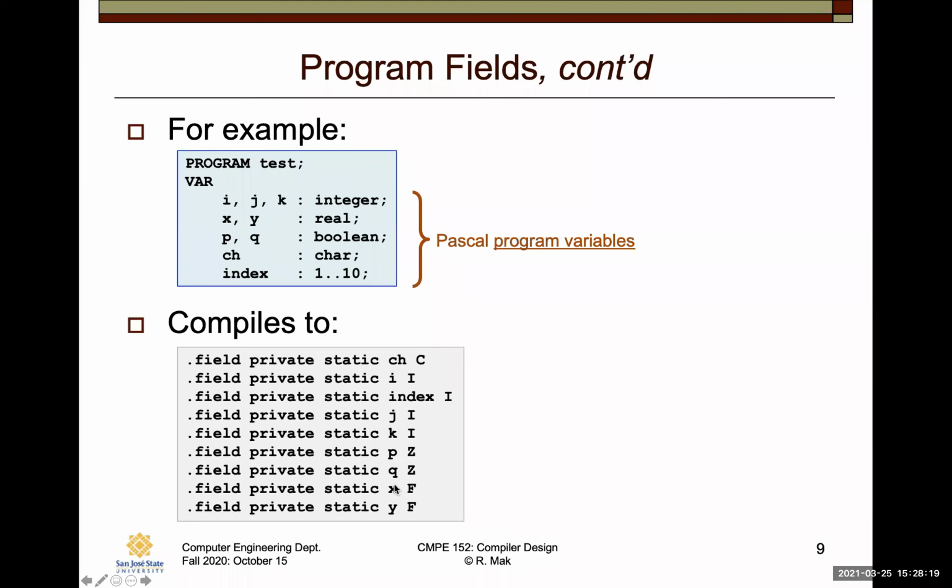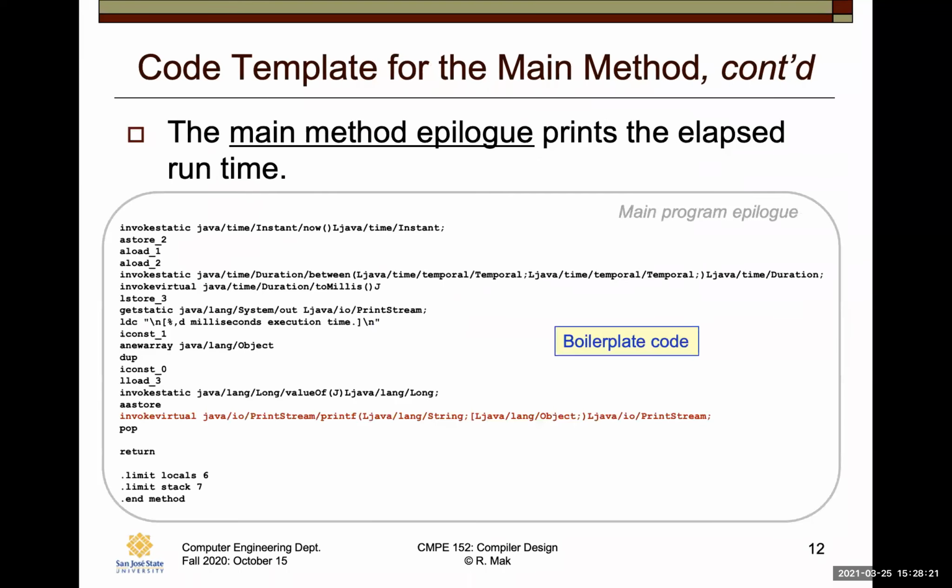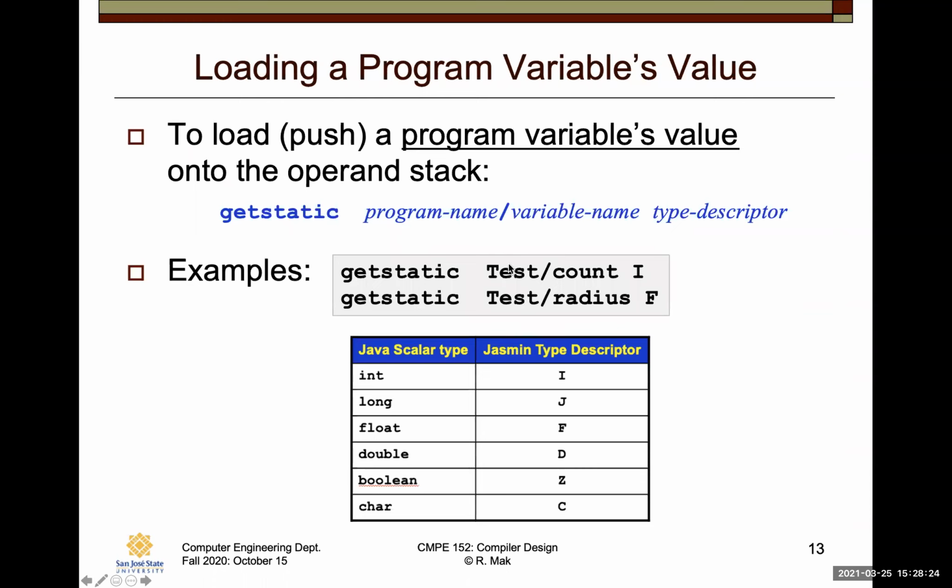fields. And so therefore, in the code, when we want to access the values of those fields, it's going to be a getstatic instruction. What that does is that it gets the value of that program field and pushes it onto the top of the operand stack.